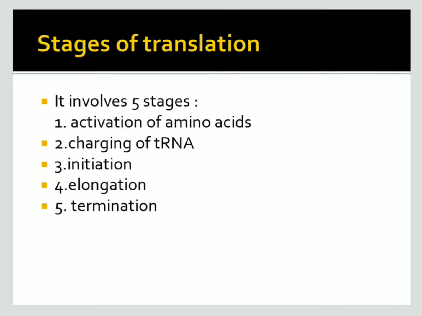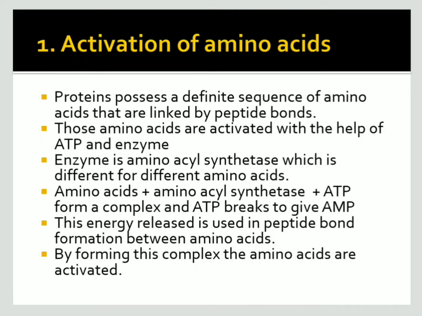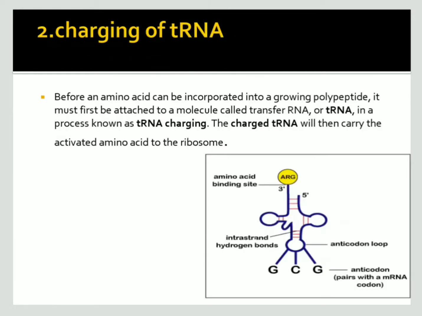Amino acids are generally present in the cytosol or the cytoplasm. Proteins possess a definite sequence of amino acids that are linked by peptide bonds. Those amino acids are activated with the help of ATP and an enzyme. Energy and the enzyme are required for its activation. The enzyme is amino acid synthetase, which is different for different amino acids. Amino acid synthetase and ATP form a complex, and ATP breaks to give AMP, and this energy released is used in the peptide bond formation between the amino acids. By forming this complex, the amino acids get activated.